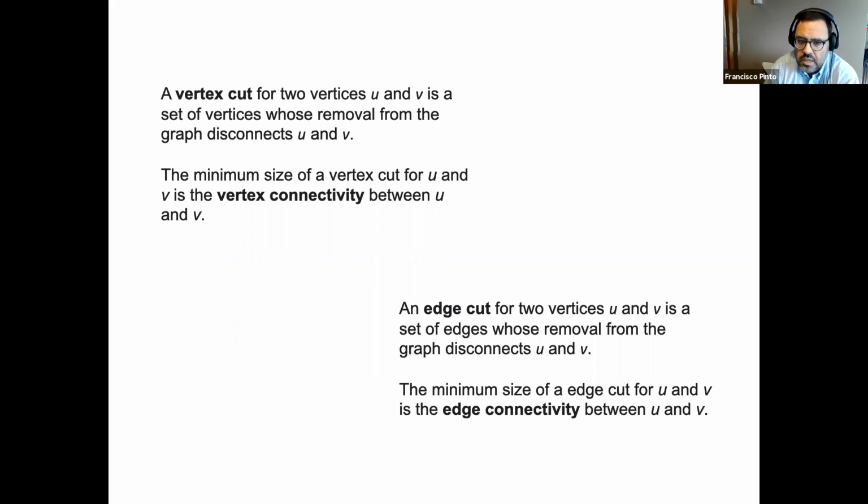So a vertex cut for two vertices, U and V, is a set of vertices whose removal from the graph disconnects U from V. So you have at least one pathway that goes from U to V, and when you take out the vertices of the vertex cut, there is no way you can go from vertex U to vertex V. And the minimum size of a vertex cut is what we call the vertex connectivity.